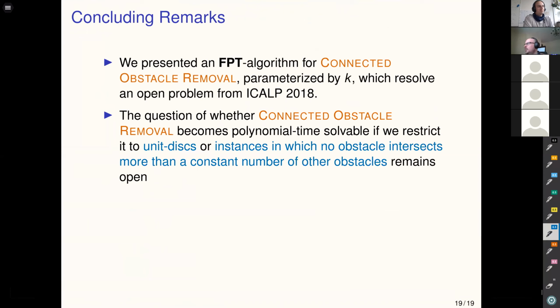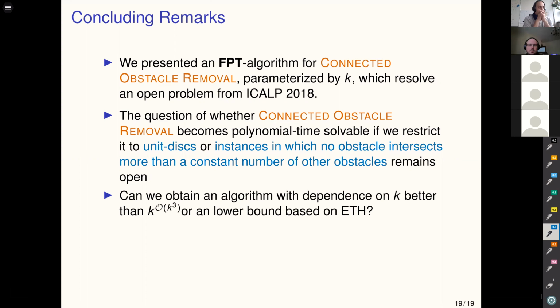There are still some interesting open questions. One may be resolving polynomial versus NP-hard for unit disks. But also, for example, if we know that no obstacle intersects more than a constant number of other obstacles, it's still open whether it's polynomial or not. If every region contains only a small number of obstacles, that is NP-hard, right? This was already known for line segments not intersecting in three positions, but there every line can intersect many other lines. So we don't know what happens when every obstacle can intersect only a constant number of other obstacles.